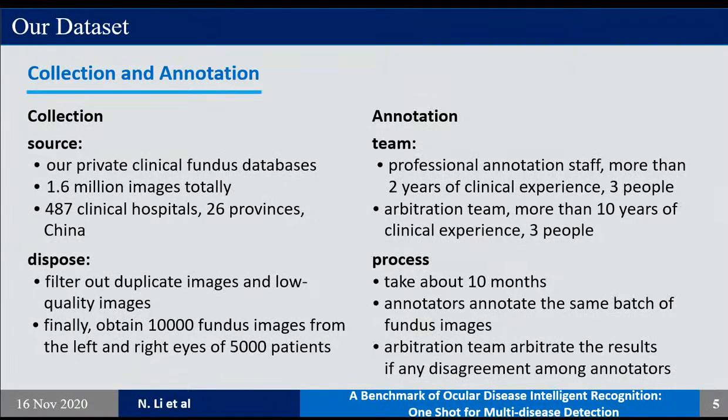Finally, we obtain 10,000 fundus images with 8 types of annotations from the left and right eyes of 5,000 patients for annotation. The work is done by the professional annotation staff and arbitration team, which took about 10 months to complete. First, 3 annotators respectively annotate the same batch of fundus images and record the results. If there is any disagreement among the 3 annotators, the arbitration team will arbitrate the results. The final annotation results shall be based on the consensus of 2 or more experts.